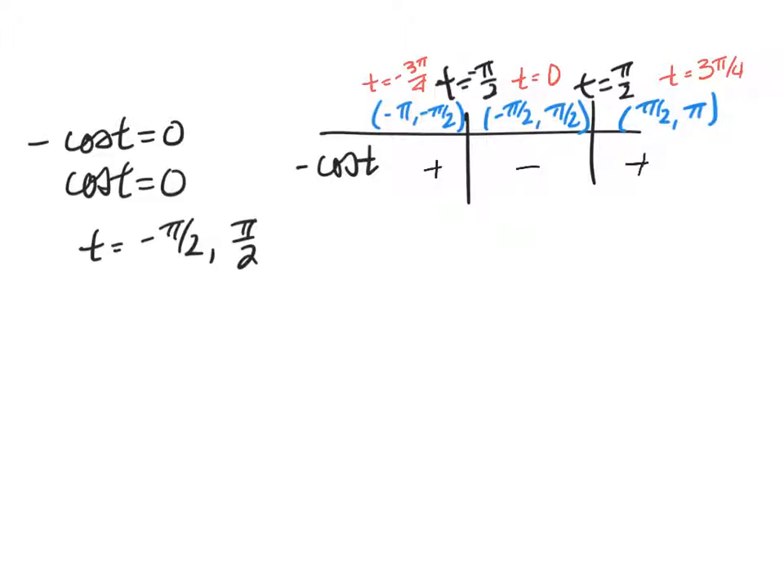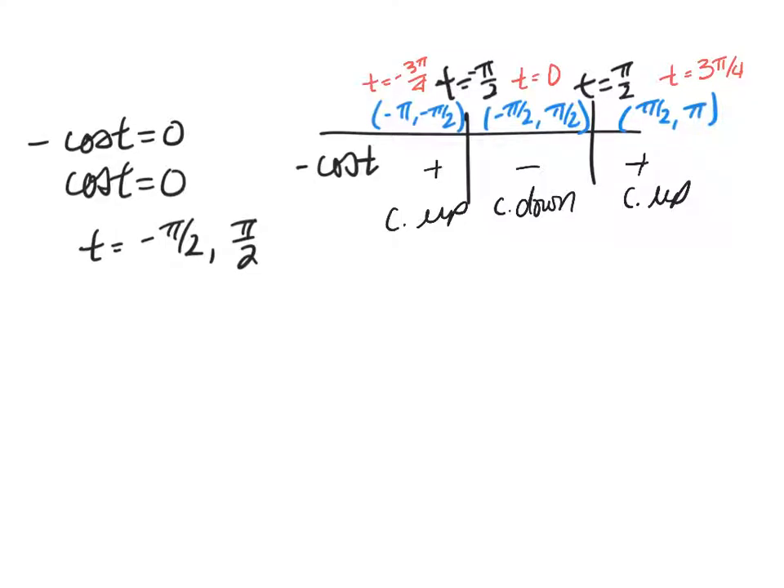Okay, so here's my regions. Now, my first region is positive. That means I am concave up. My second region is negative, so it means I'm concave down. And my third region is positive, so I'm concave up.